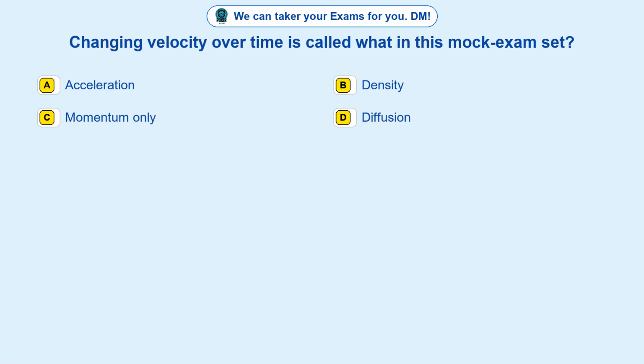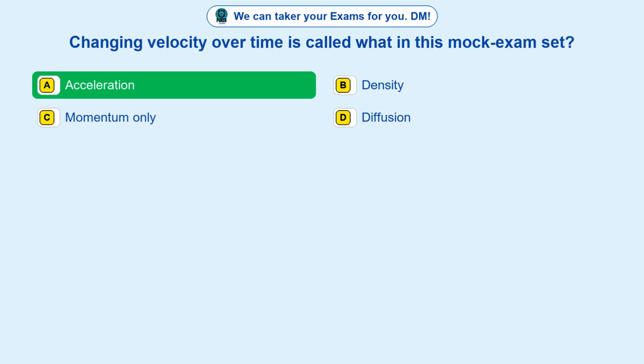Question 56. Changing velocity over time is called what in this mock exam set? Option A, acceleration. Option B, density. Option C, momentum only. Option D, diffusion. The correct answer is option A, acceleration.